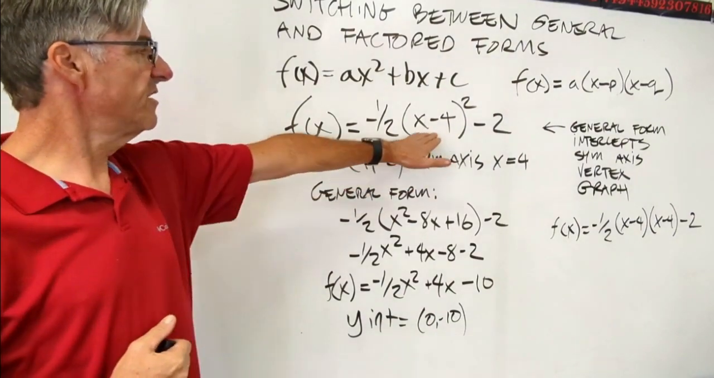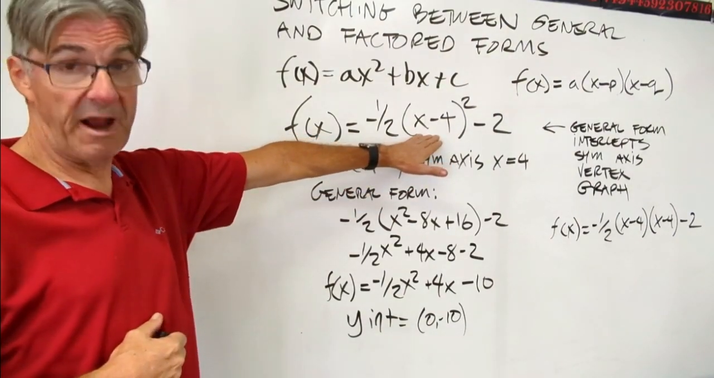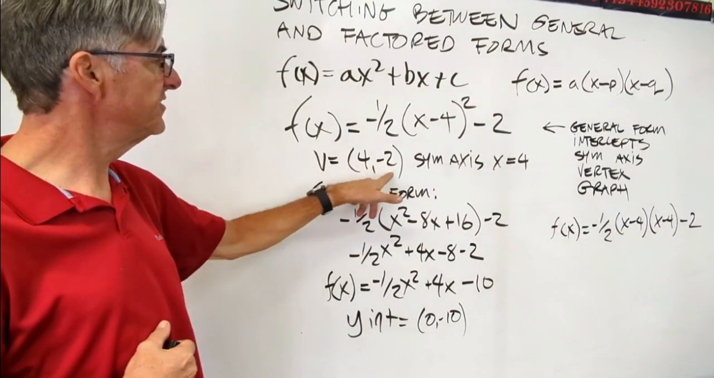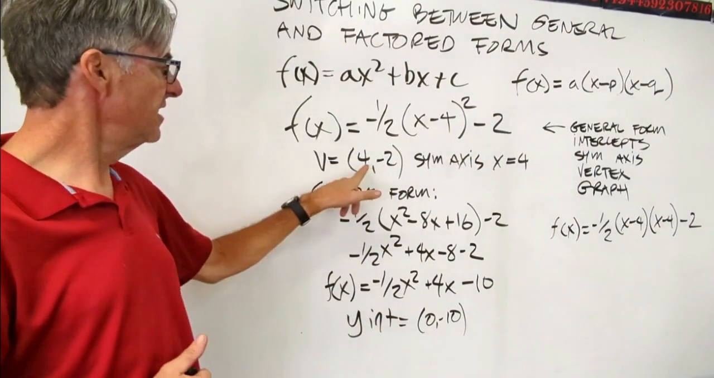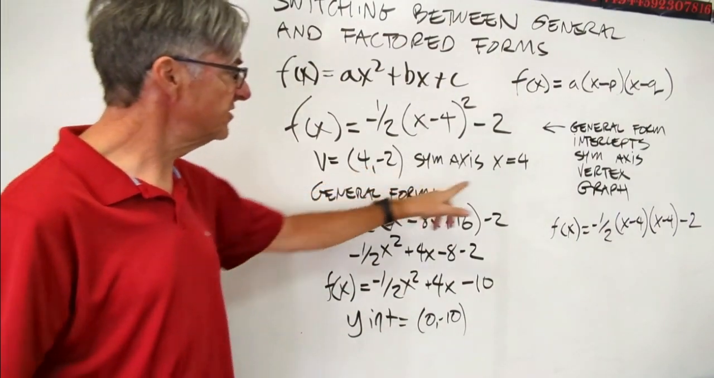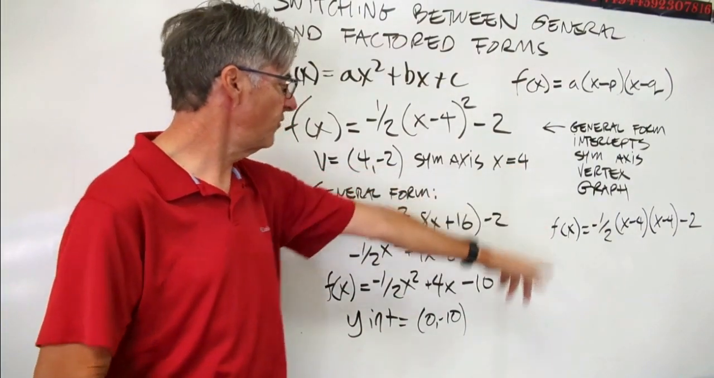So I recognize this is vertex form. So let's just grab the vertex. It's at 4, minus 2. You just have it right there. Symmetry axis, same thing. It's the x-coordinate of the vertex. So the symmetry axis is at x equals 4.